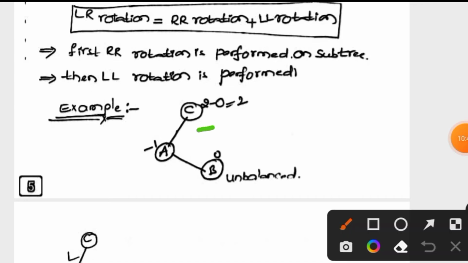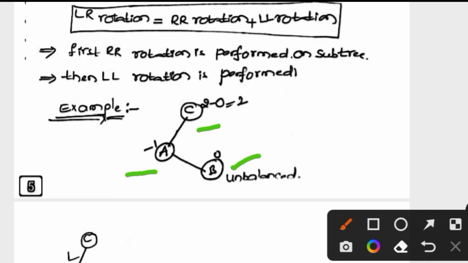See, the root node is C, the left child of the node is A, and the right child of A is B. So now we have to calculate the balance factor. For B there are no children, so we consider it as 0. For A there is no left element, but on the right side one element is there. Height of the left subtree is 0 and height of the right subtree is 1, so the balance factor is minus 1.